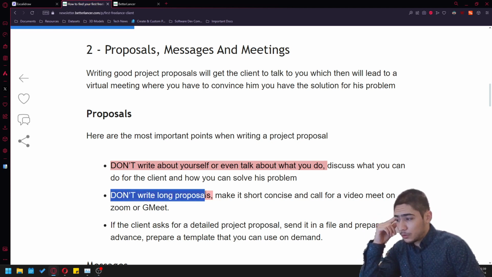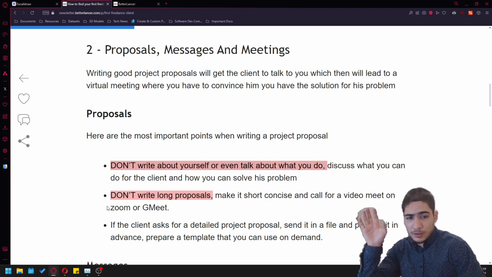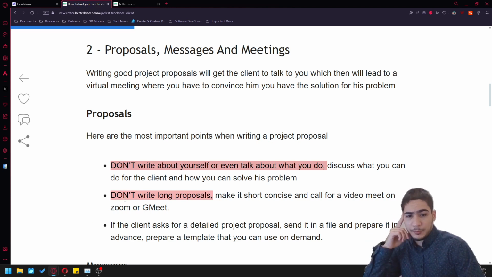And of course, do not write long proposals. It's either write a very sophisticated, interesting proposal that is long, or just write short proposals. There is no in between. If you are in the in between part and you're not getting jobs, well, now you know why.